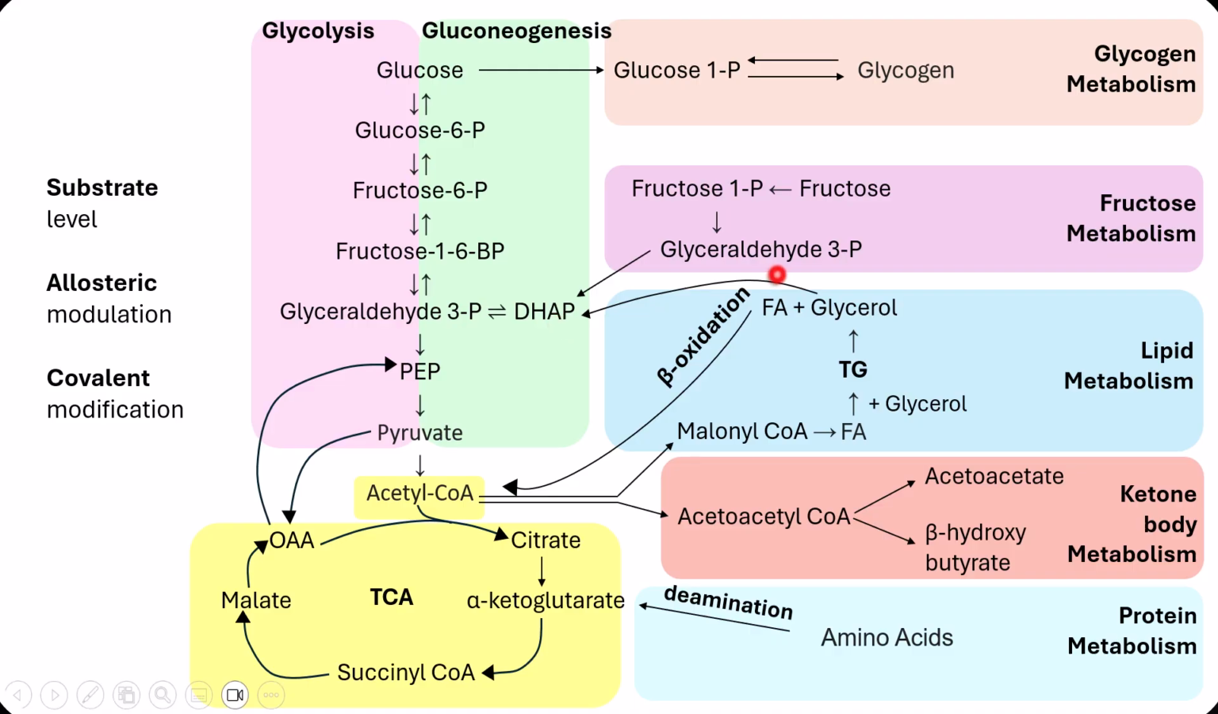So there are 4 levels of control which we have talked about. One is compartmentalization, second is substrate level, then allosteric modulation, and the covalent modification. Okay, so this was the overview of what we'll be talking about. We'll come back to this in quite detail.